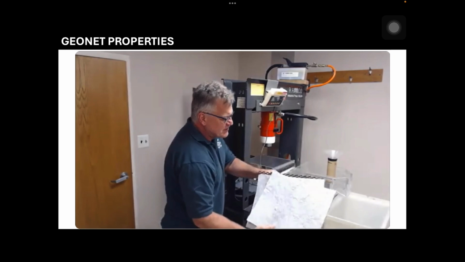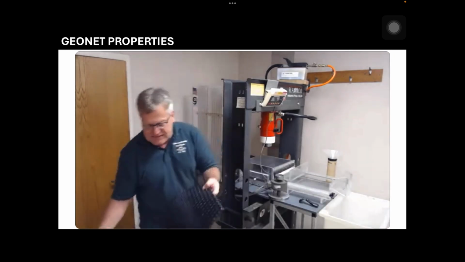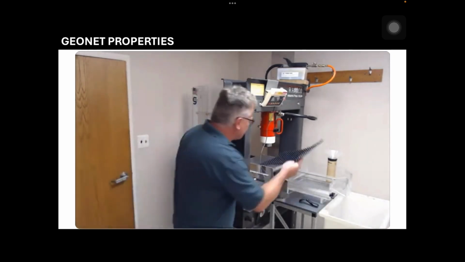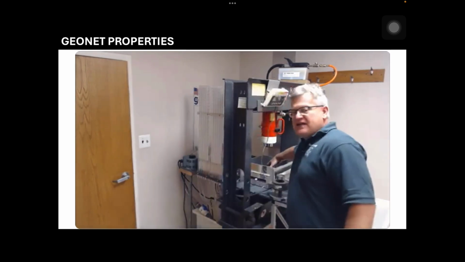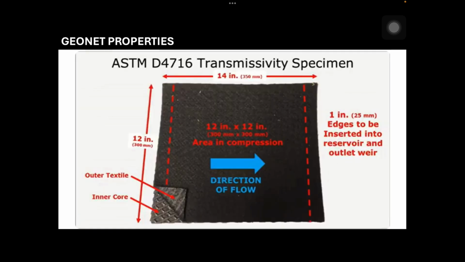The geosynthetic is typically placed inside of the holder. It is a specimen. The specimen is typically 300 millimeters by 300 millimeters. It's typically a little long, 25 millimeters on each side, so that you can push it into the upstream reservoir and subsequently the downstream outlet works.